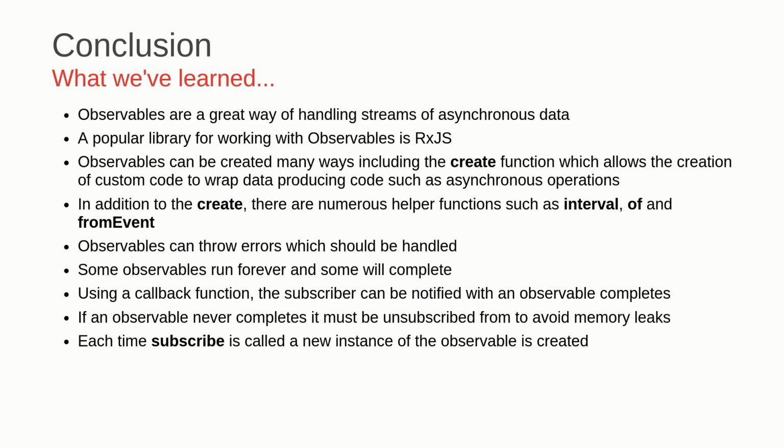Observables can throw errors. They can also run forever, or they can run for a certain period of time or run for a certain set of data. If you want to be notified when an observable completes, then you can pass in a complete notification function to your subscribe. If an observable never completes, then you must unsubscribe from it, or if you want to stop listening before it's completed, you can unsubscribe, and we do this to avoid memory leaks. Now, each time subscribe is called, you get a new instance of the observable. The observer function runs again, and each one is a separate instance of that observable.